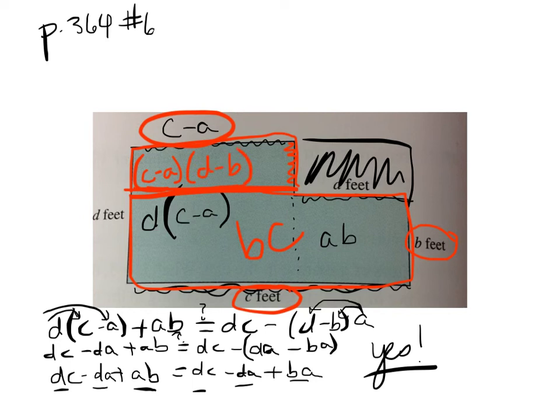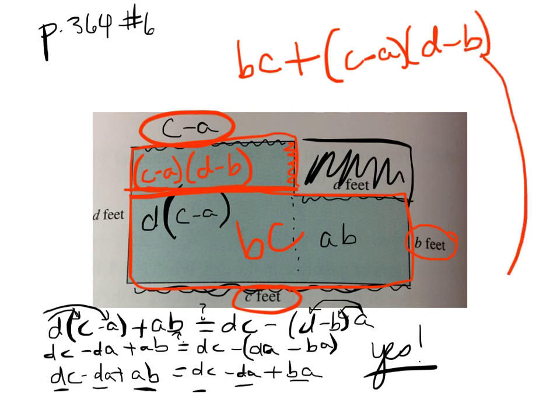So another one would be BC plus C minus A times D minus B. And then we could ask ourselves again, are these equivalent, and go through a similar process. All right, I hope this was helpful.